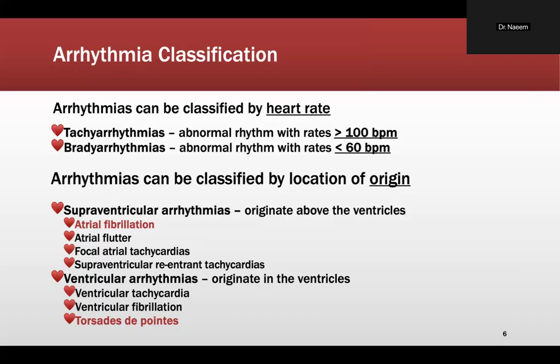Arrhythmias can also be classified by where they come from. There are the supraventricular arrhythmias, which are right above the ventricles, and AFib is the most common form of that. And then there are the ventricular arrhythmias, which are in the ventricles, and these are life-threatening. Torsades is one that is considered life-threatening, and we look out for sources of what could potentially lead to torsades. So that's why it matters a lot. The others are there for your reference.